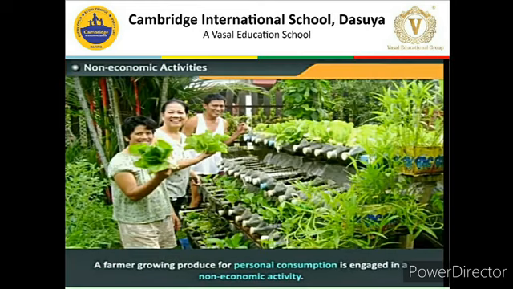On the other hand, this is the picture where a farmer has grown crops for self-consumption. That means a farmer growing produce for personal consumption is included in non-economic activities, because after using the produced crops for self-consumption, the farmer is not going to get any kind of money. So there is no money generation, there is no economic activity. That is a non-economic activity. I hope the concepts of economic and non-economic activities are clear to you.